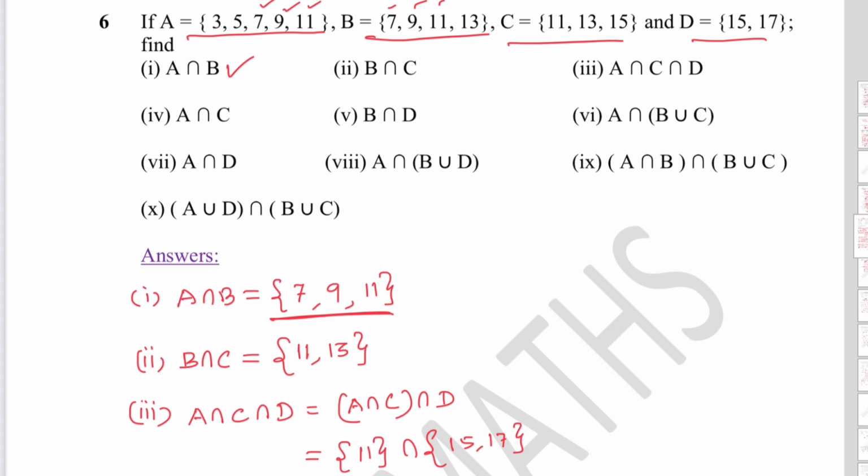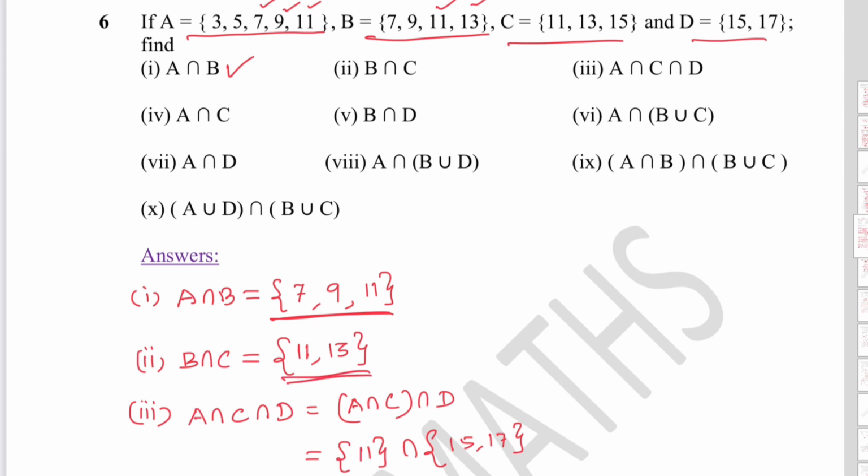B intersection C. So we can write B intersection C. You look at that, the common elements: 7 is not there in C, 9 is not there in C, 11 is there, 13 is there. So we can take 11 and 13, that is B intersection C.